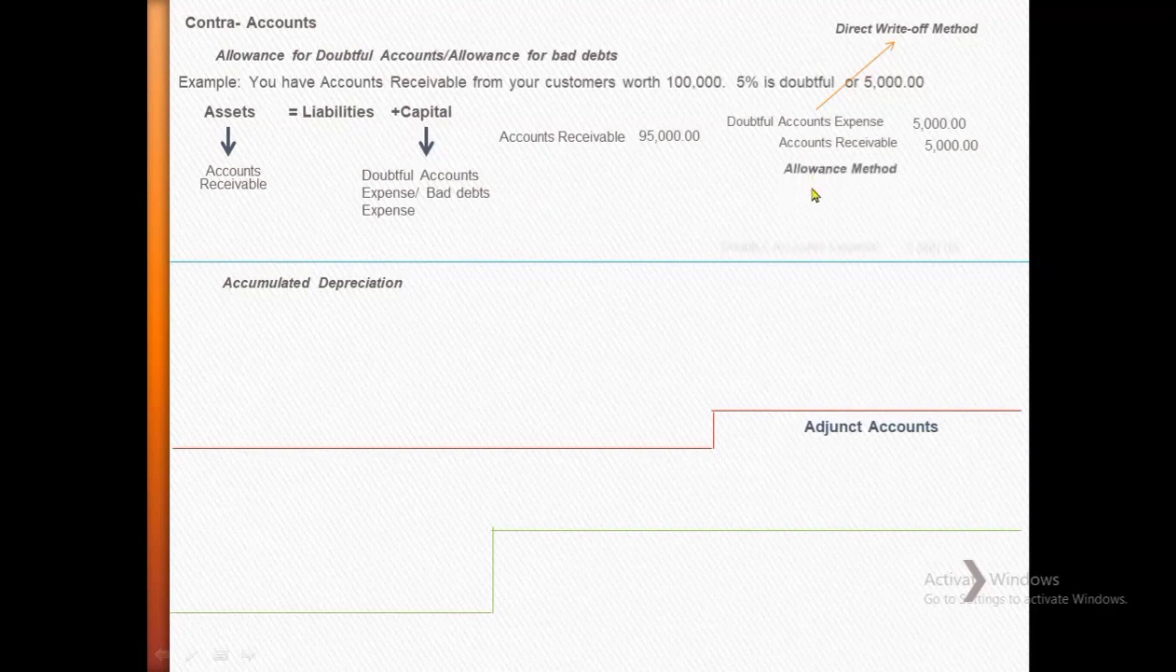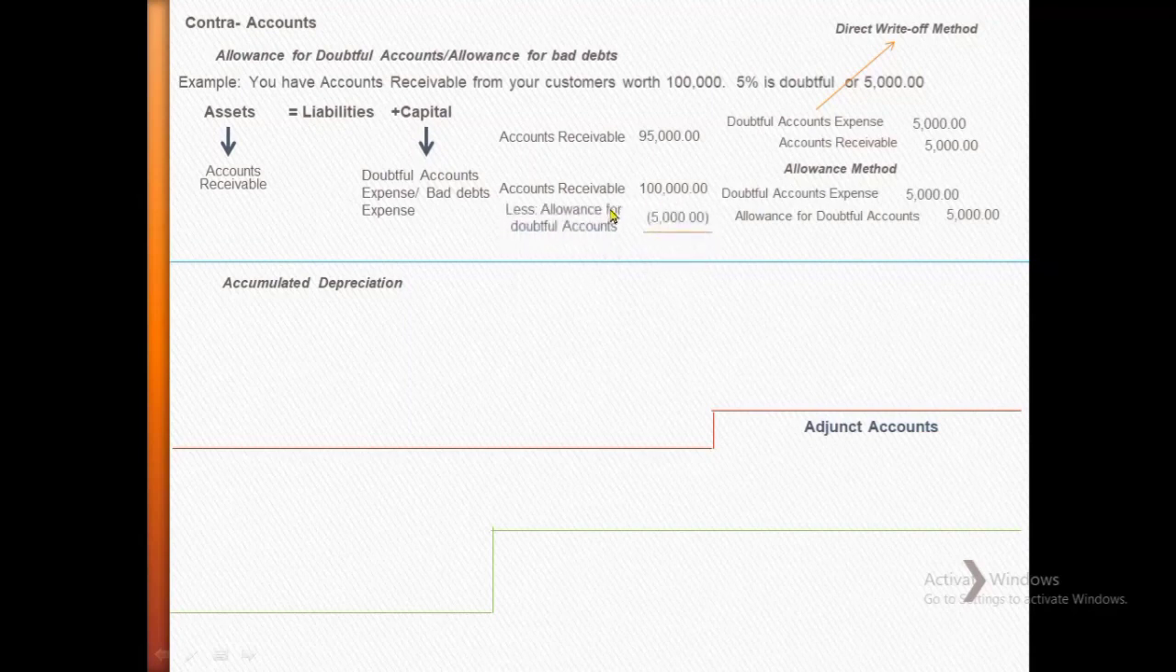In here, we are still going to debit the doubtful accounts expense, but instead of using accounts receivable in the credit, we are to change this to allowance for doubtful accounts of 5,000. And then, presentation in the financial statements will become, instead of accounts receivable 95,000, we're going to recognize accounts receivable at gross of 100,000, but we will deduct the contra asset allowance for doubtful accounts balance of 5,000 to get the net realizable value of 95,000.